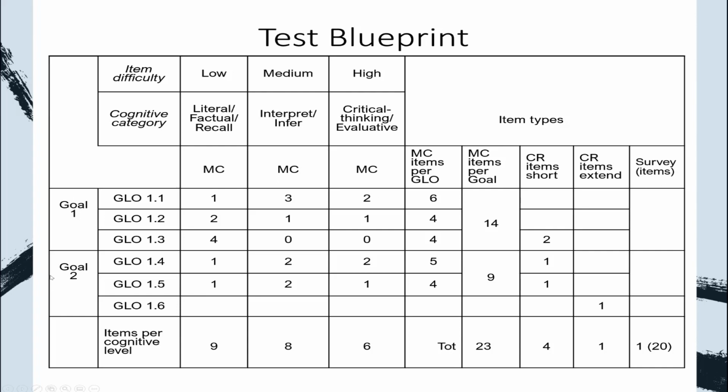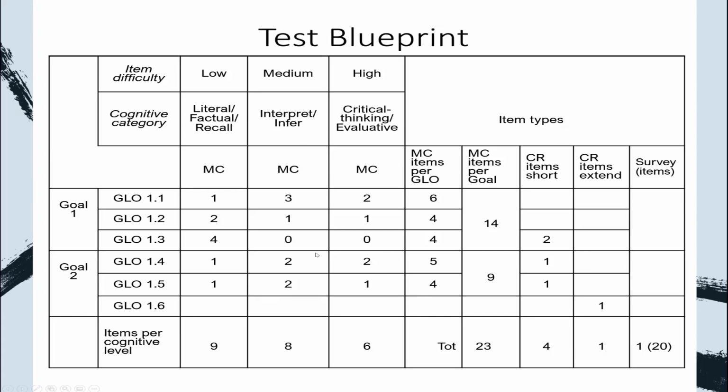So here we know we have two goals, and we have some GLOs underneath those goals. And now we want to figure out how many items we probably need to measure that. Well, it depends on how difficult these goals are, and because you'll be writing your items, your outcomes to that. So you'll need possibly one item to measure this goal, GLO, 3 for that, 2 for that, and altogether 6, and etc. for the rest of these goals.